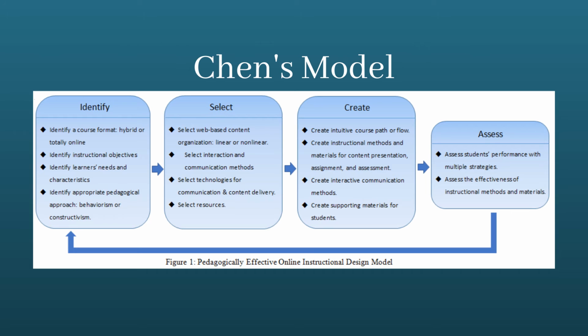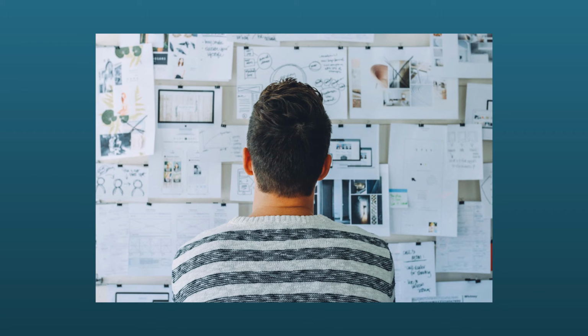Chen suggests an online instructional design model with four steps. You identify the course format, instructional objectives, learners' needs, and approach. Next, you select content, technologies, and resources. Then you create, and lastly, you assess. These simple four steps blend factors from a traditional in class setting, allow flexibility, and are learner centered. Flexibility will be a key term as I foresee most of the year we will switch from online to in person instruction many times.